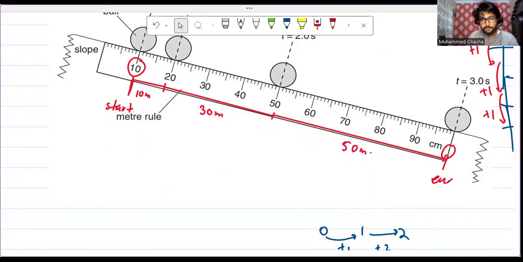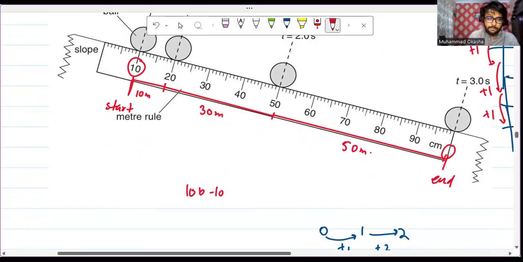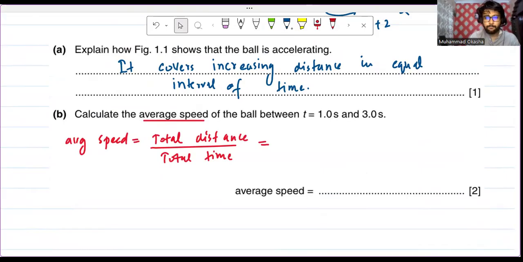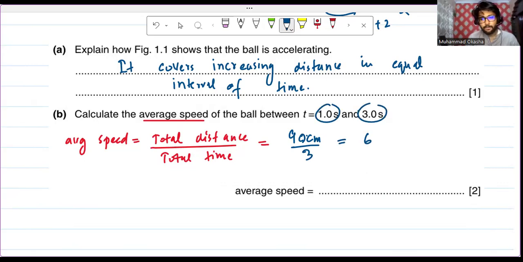This is the end, right? So 100 minus 10 would be 90 centimeters. Okay. So make sure that you're putting in the right units. Distance is 90 centimeters, and total time is 3 seconds because you went from 1 to 3. So this is going to be 30.